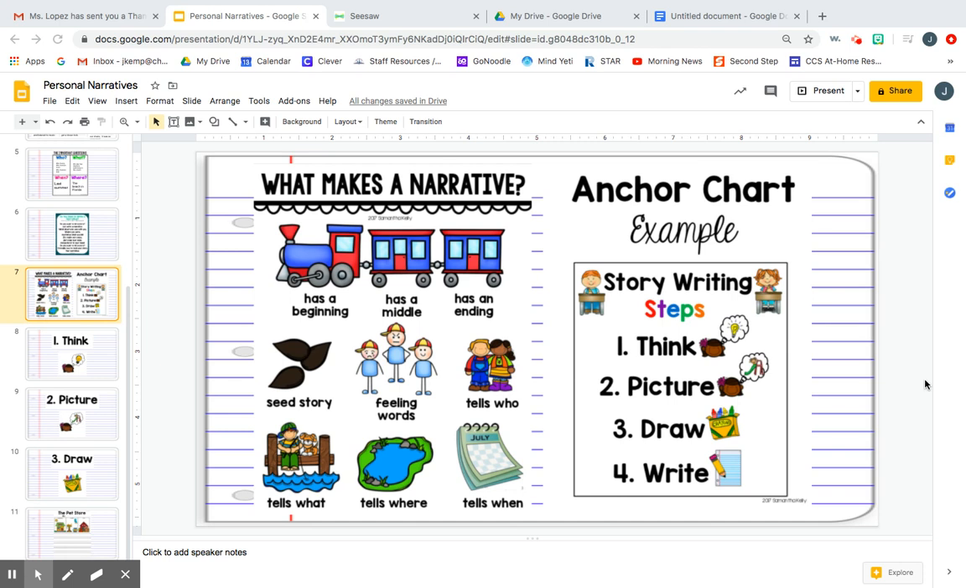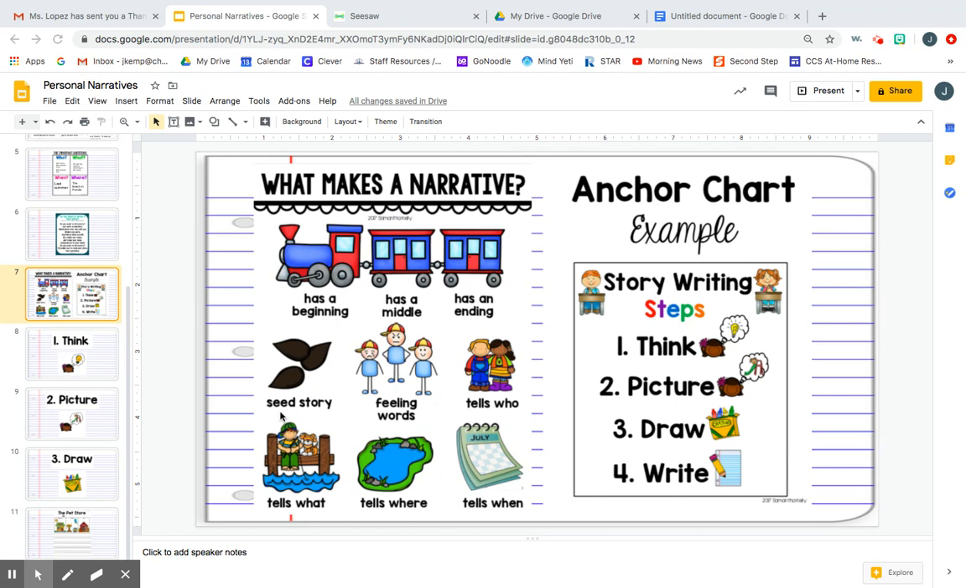Hi, boys and girls. Now that you have worked on how to tell a story or tell a narrative, we are going to go ahead and move on to writing our narratives. So, before we begin, I'm just going to remind you what makes a narrative. A narrative has to have a beginning, a middle, and an end. Each of those can be one sentence.